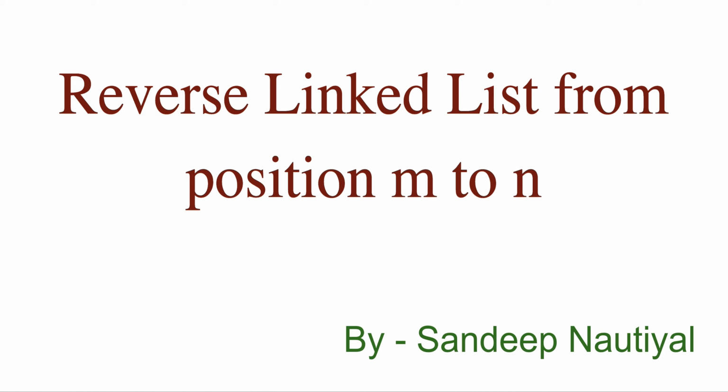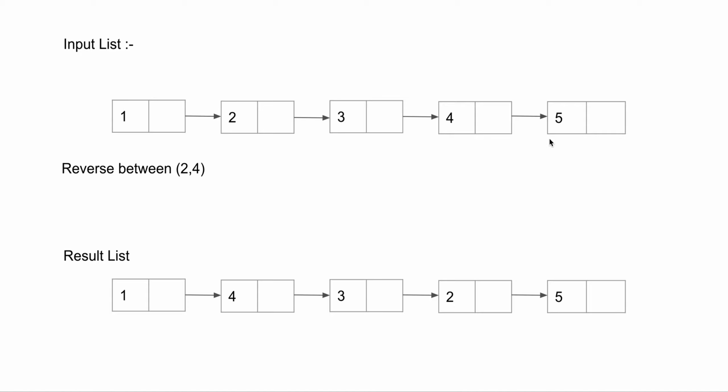Now let me try to explain the problem statement with the help of an example. Suppose this is the input list that we are given and we have to reverse the portion of the list starting at position 2 and ending at position 4. If you count the positions, this is position 1, position 2, position 3, position 4 and position 5. So we have to reverse the portion of the list starting from position 2, this node, and ending at position 4. So the result will look something like this. We have reversed this portion of the linked list.